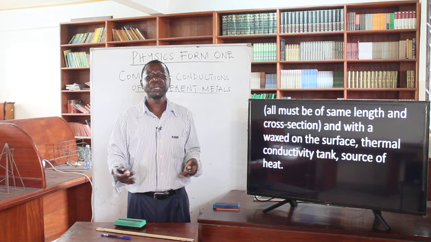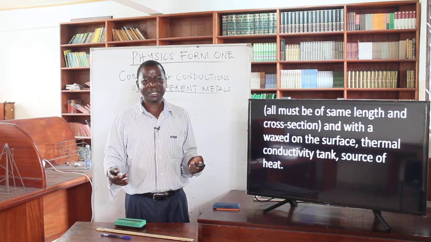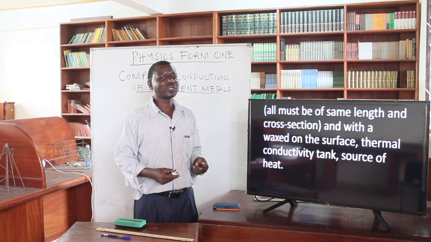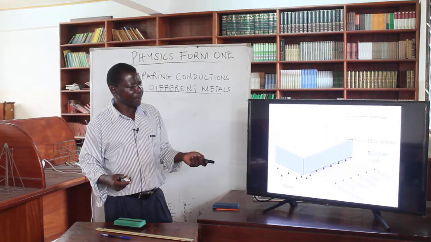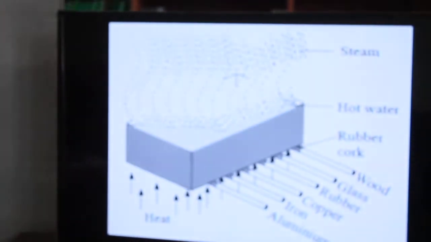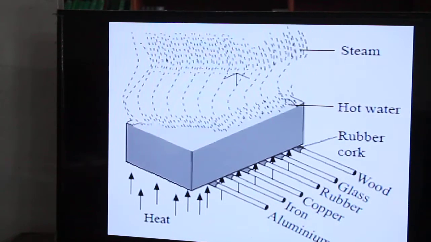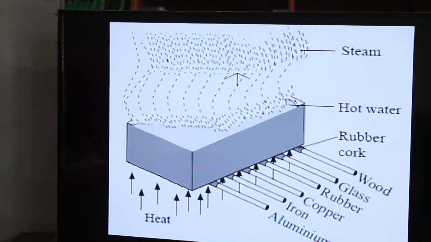Then we put them in a container of water that we are going to heat with a source of heat. The experiment looks like this, where we are going to compare all those solids: aluminium, iron, copper, brass, glass, wood, and we see which one conducts heat faster than the other one.